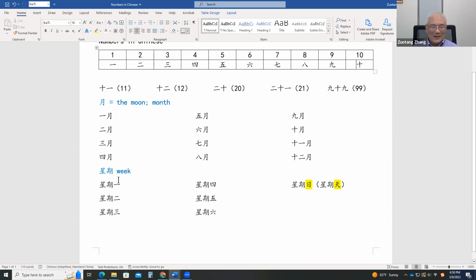And as for the weekdays, this word first, 星期. 星期. Okay, 星期一, 星期二, 星期三, 星期四, 星期五, 星期六, and the last day in the week is Sunday.